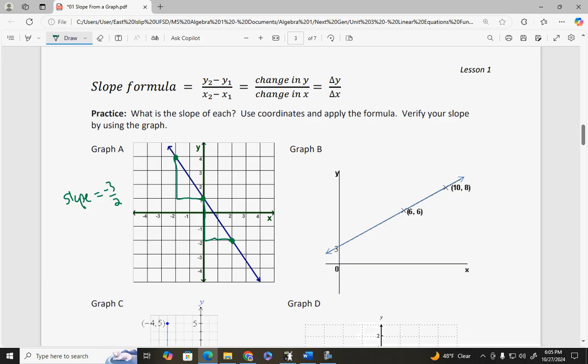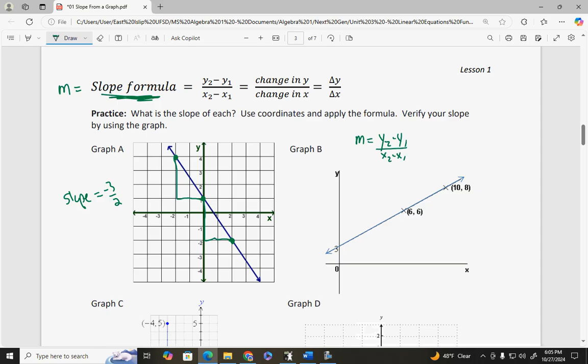When we look at graph B, since I can't really count boxes, now I'm going to use the slope formula. So again, here it reminds you what the slope formula is. There's something else I want to remind you of from 7th grade. I'm sure you learned that we like to use the letter M for slope. So I could say I want to use the formula, and I write it down. M equals y2 minus y1 over x2 minus x1.